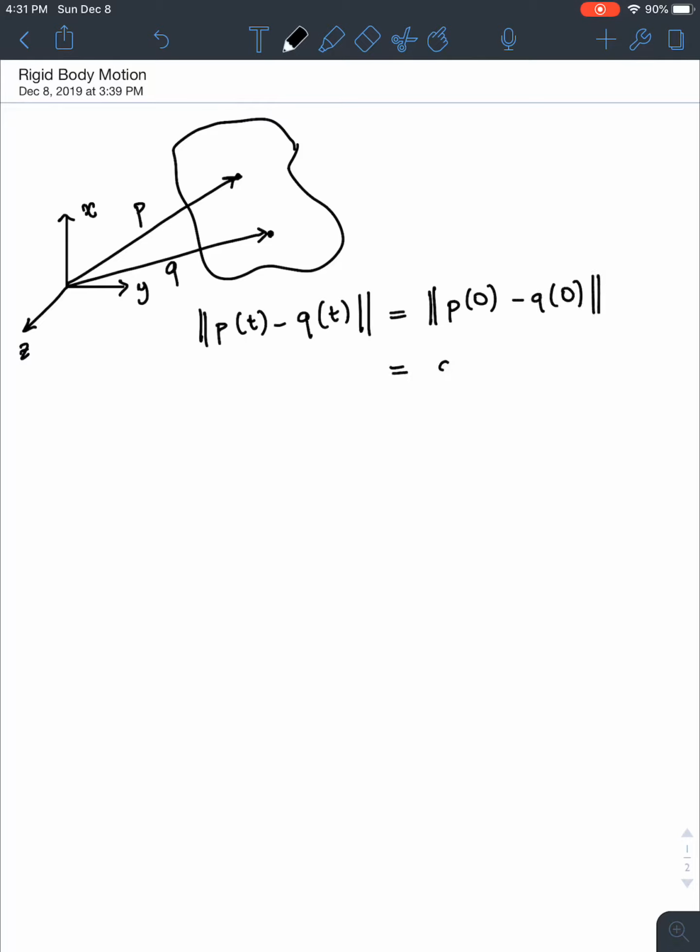And so this is essentially a constant of motion, right? Okay, so this equality, of course, holds for any 2 points that are on the rigid body. That's the point here. Now we define rigid motion as a motion such that the distance between any 2 particles remains fixed at all times. Okay? All right, very good.